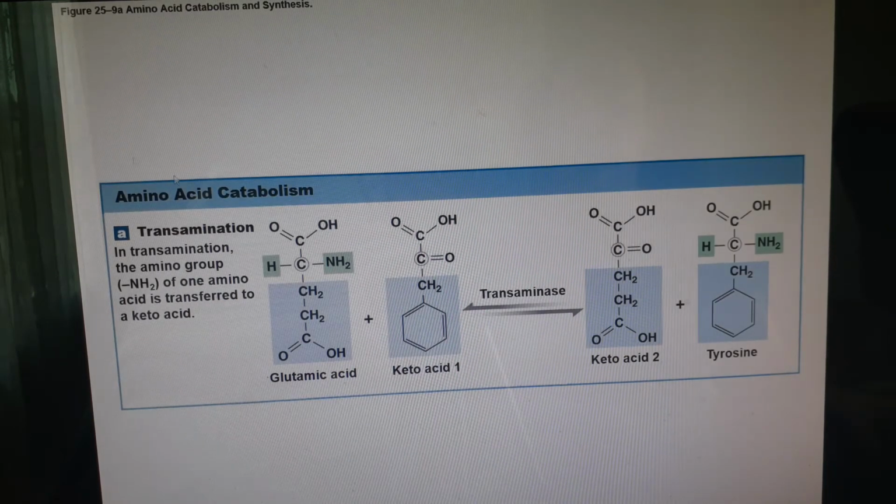So here's an example. Here's transamination. We started with one amino acid, glutamic acid, and remember it's this side chain here that gives us the identity, right? And here's this keto acid 1. We're going to take this amino group and move it off the amino acid and transfer it over to this keto acid, and we're going to get the amino acid tyrosine. And now we have changed that glutamic acid into keto acid 2. That one doesn't give us an ammonium ion. That one's okay.